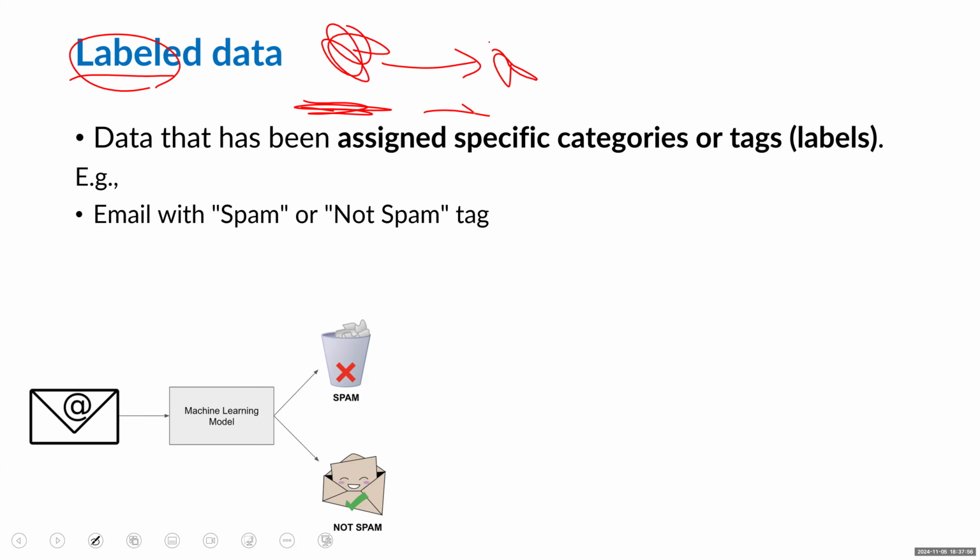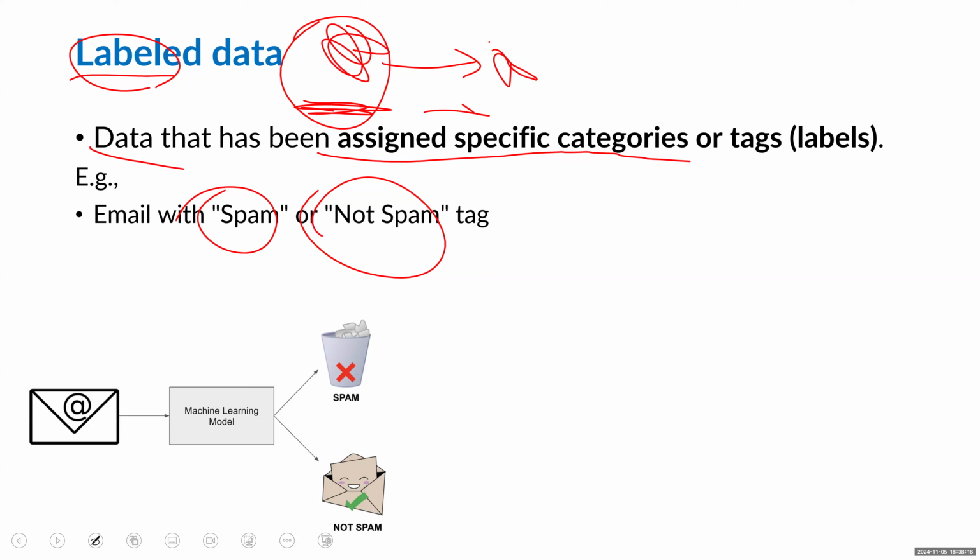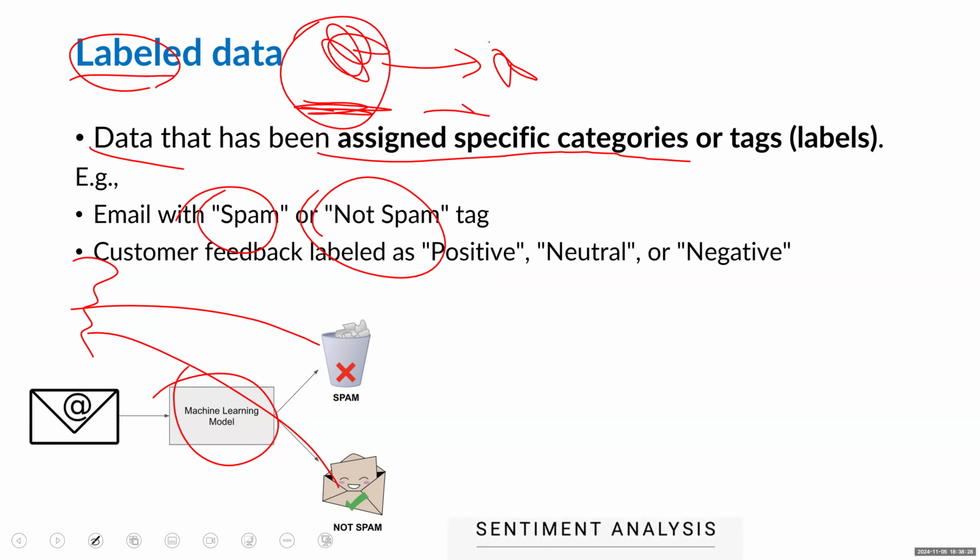Of course, we don't do it in such a weird way. Let's see some of the examples. So data that has been assigned specific categories or tags or levels or classes. Then we say that this is this. For example, spam email or not spam email. So if, based on these categories, we can say these emails are in the spam category and these are not, the machine learning model will be trained and work based on this.